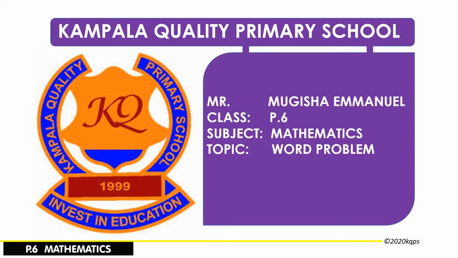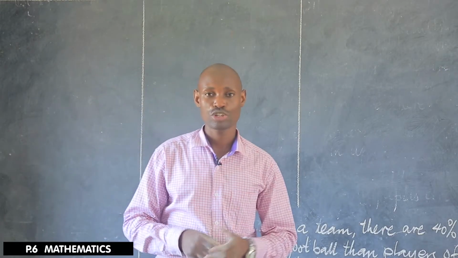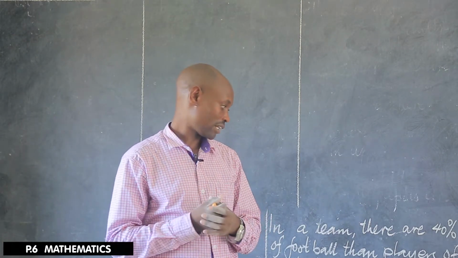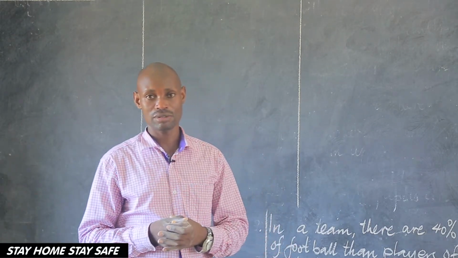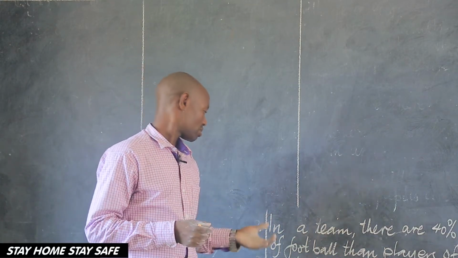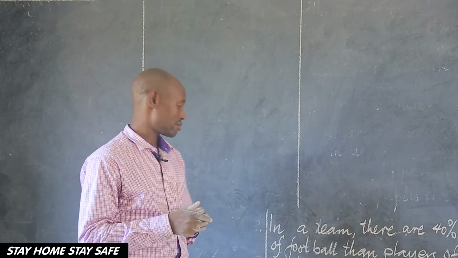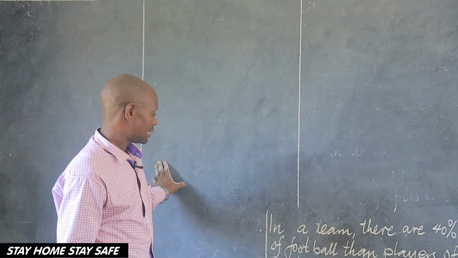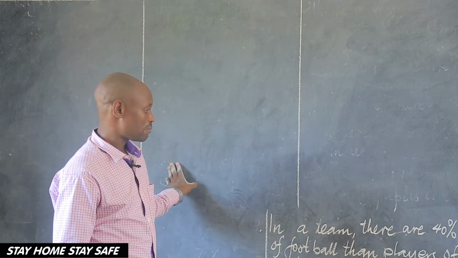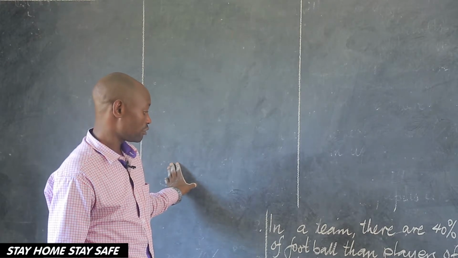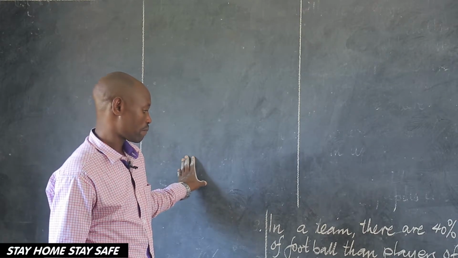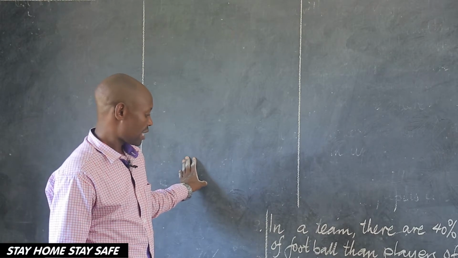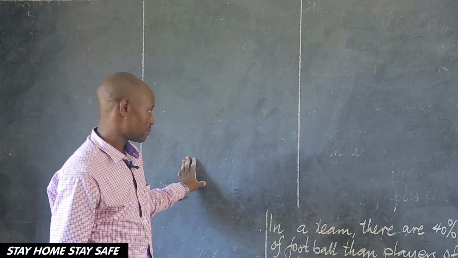In our previous lesson, I taught you how to share quantities in percentages. And I gave you an activity of 3 numbers, which I hope you sat down and did very well. But before I take you through today's lesson, I want to go through the last number, which was number 3. In a team, there are 40% more players of football than players of netball. The first question was, what percentage plays netball?